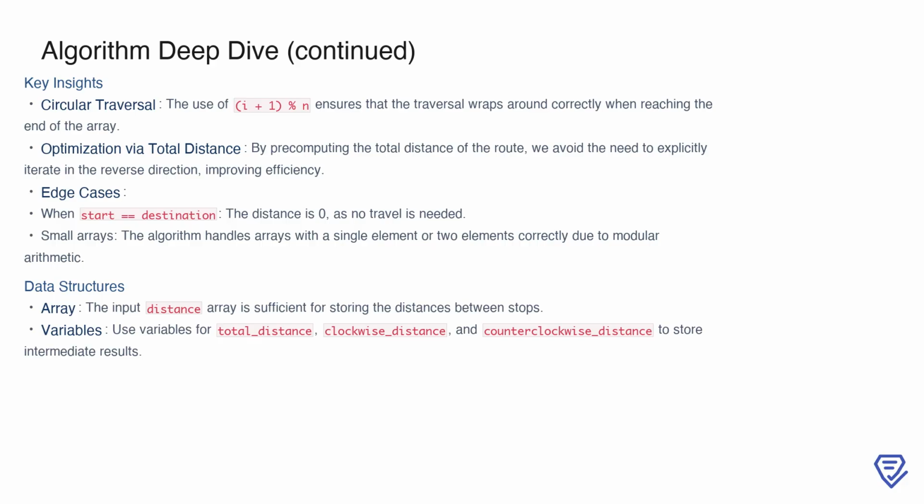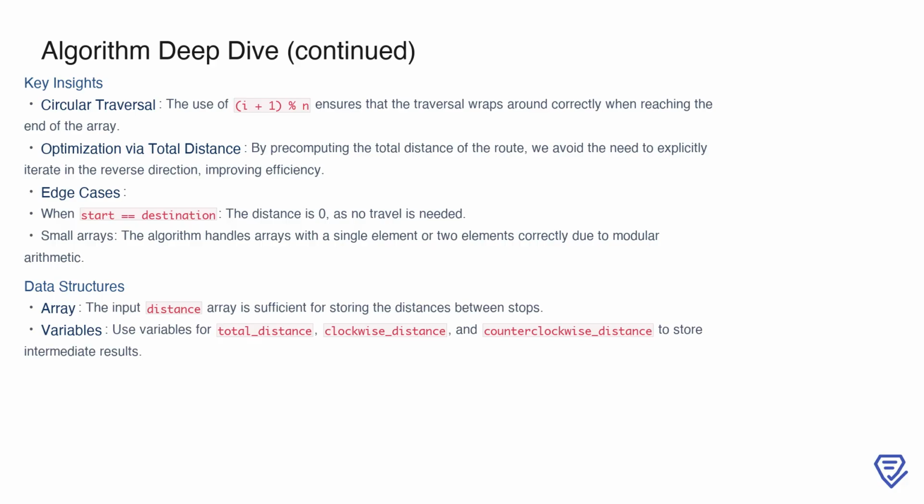Second, pre-computing the total distance of the route eliminates the need for an explicit reverse traversal, which not only simplifies the logic but also improves performance. Additionally, the algorithm handles edge cases gracefully. For instance, if the start and destination stops are the same, the distance is naturally zero since no travel is needed. Similarly, it works well with small arrays, including single-element or two-element inputs, due to the modular arithmetic.